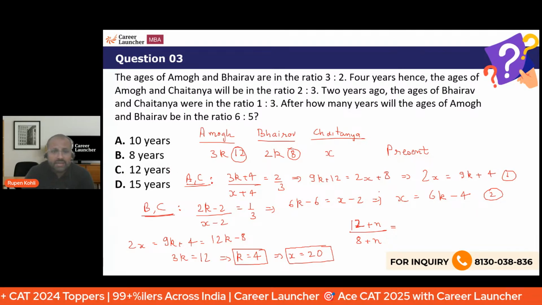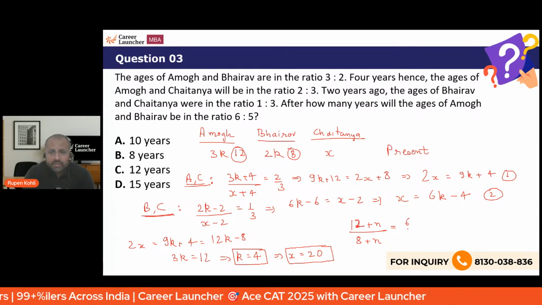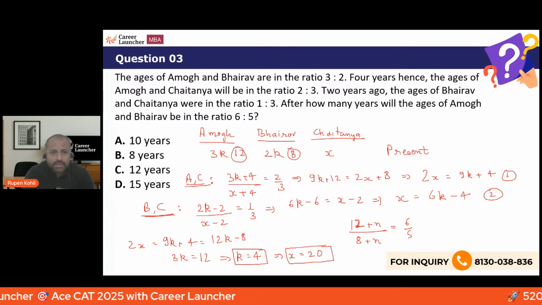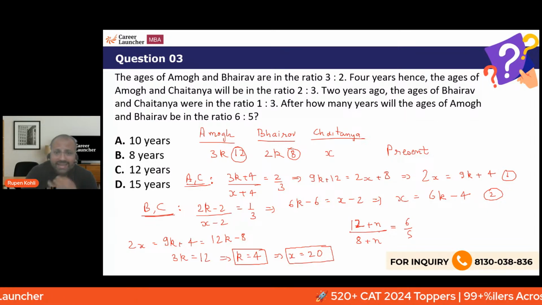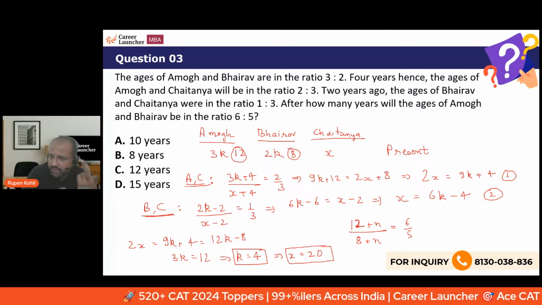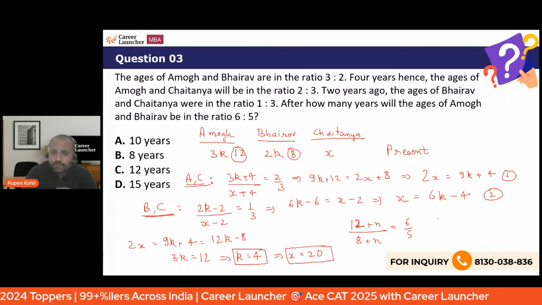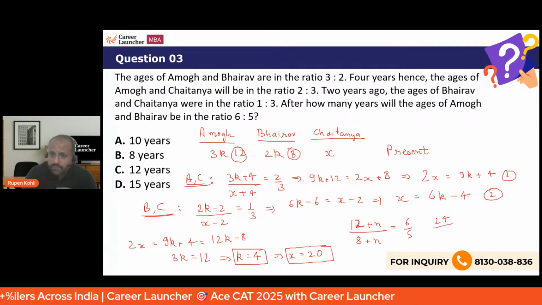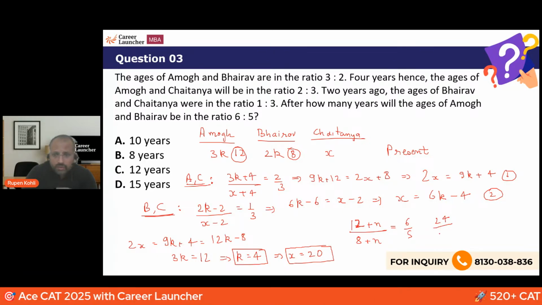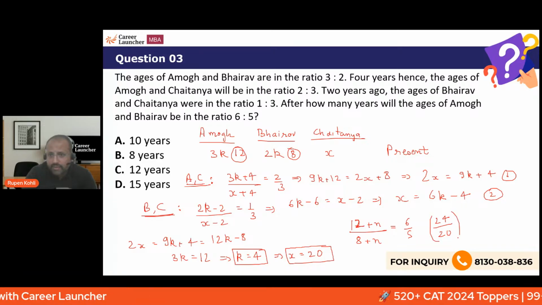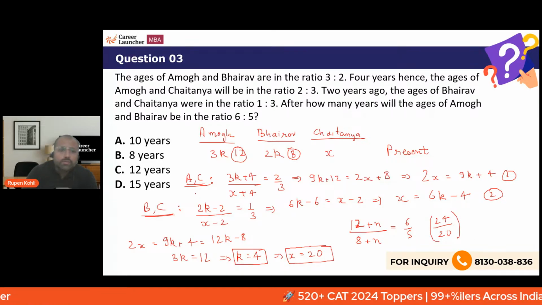So if I put option A, I'm expecting a ratio of 6 is to 5. Now, 12 plus 10, 22 over 8 plus 10, 18. So that's not a ratio of 6 is to 5. Putting n as 8, 12 and 8, 20. I don't think so, because we need a factor of 3 in the numerator. Forget that. Option C, 12 plus 12, 24. Looks good. 24, multiple of 4, 6. Denominator 8 plus 12, 20. Yes, that is exactly what we wanted. This is 6 is to 5. Right.